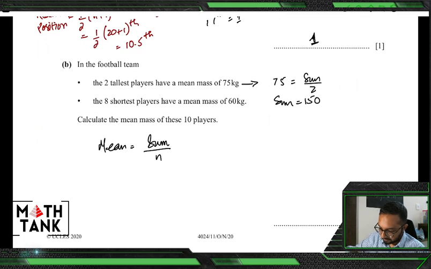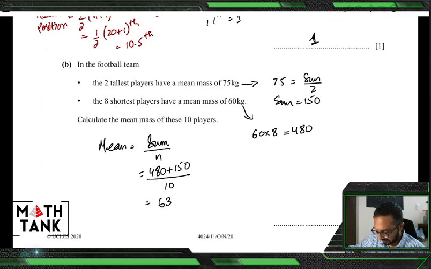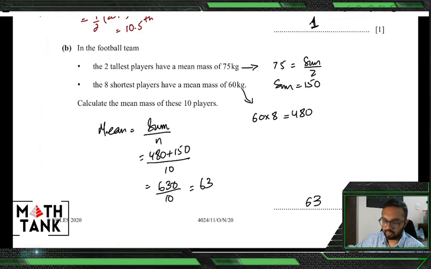So I get 150 from here, and then 60 times 8 is 480. So 480 plus 150 divided by 10. That's 630 divided by 10, which is 63. So I added the sum of the individual ones, found the combined sum, and that gave me the mean of all 10 players.